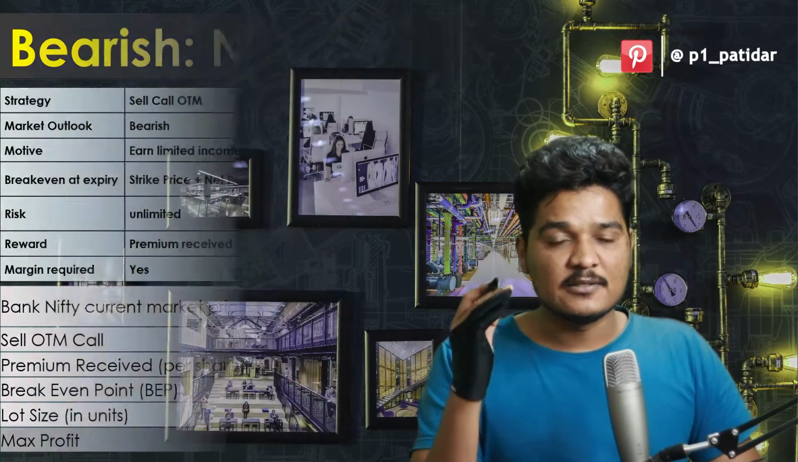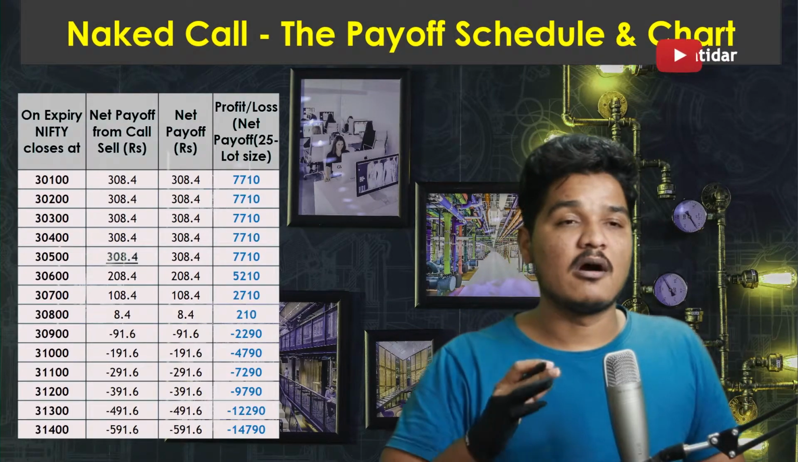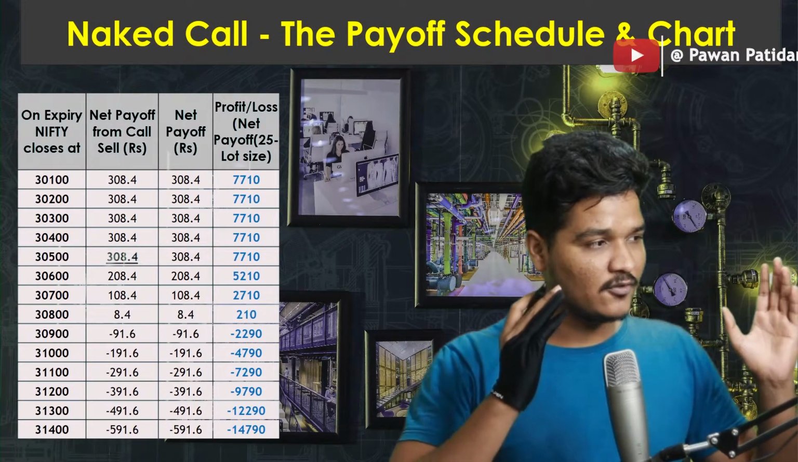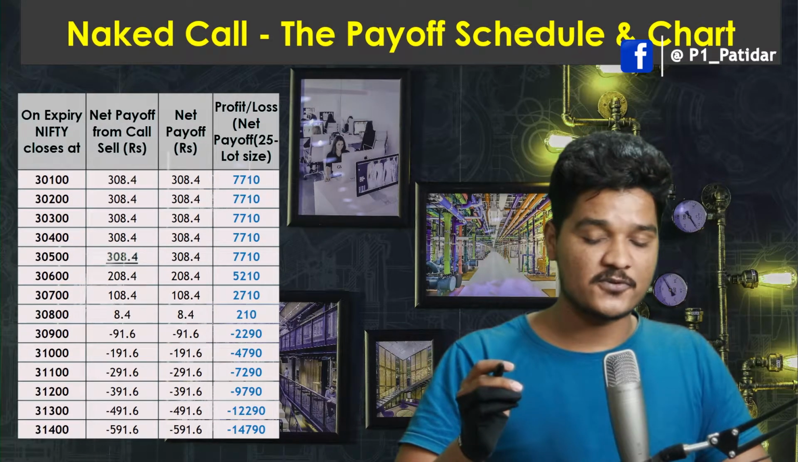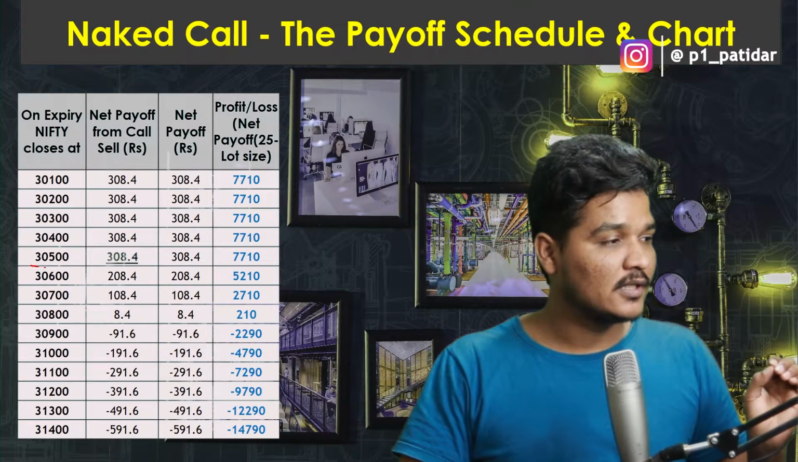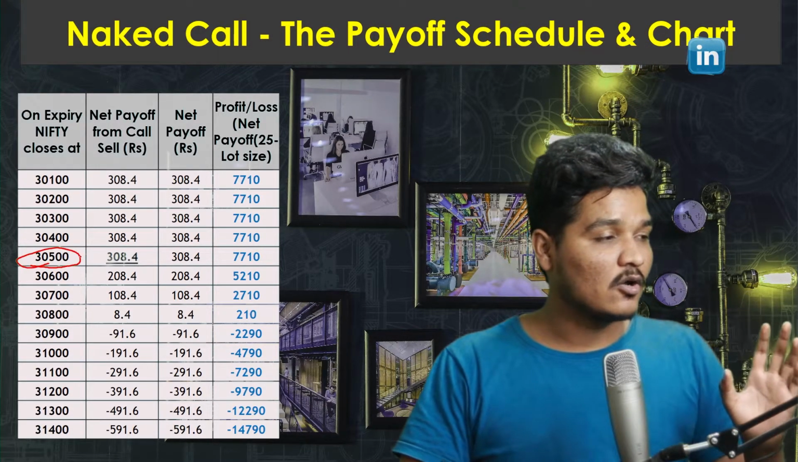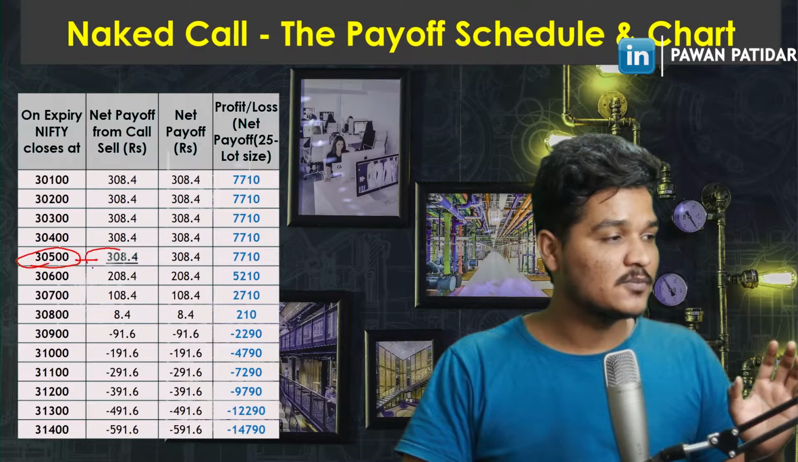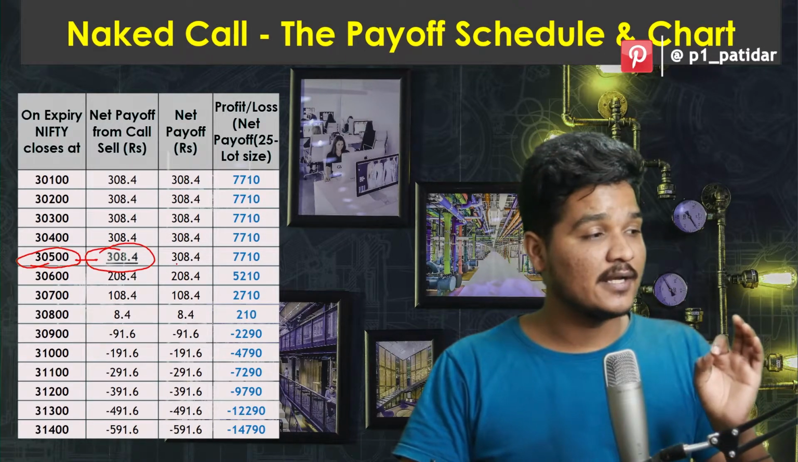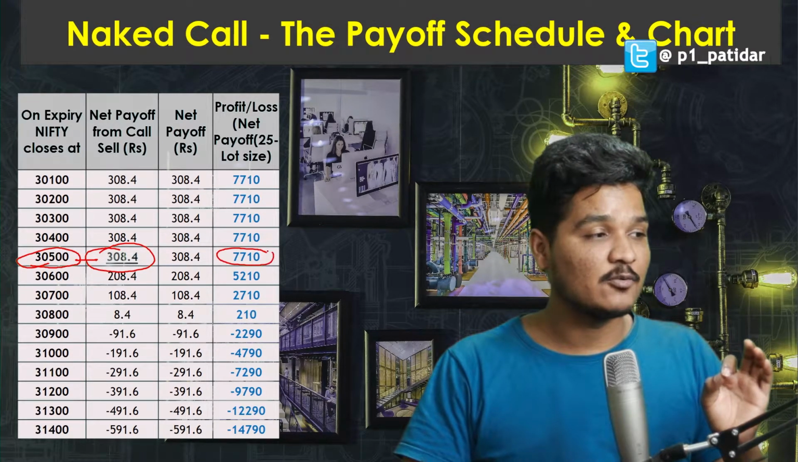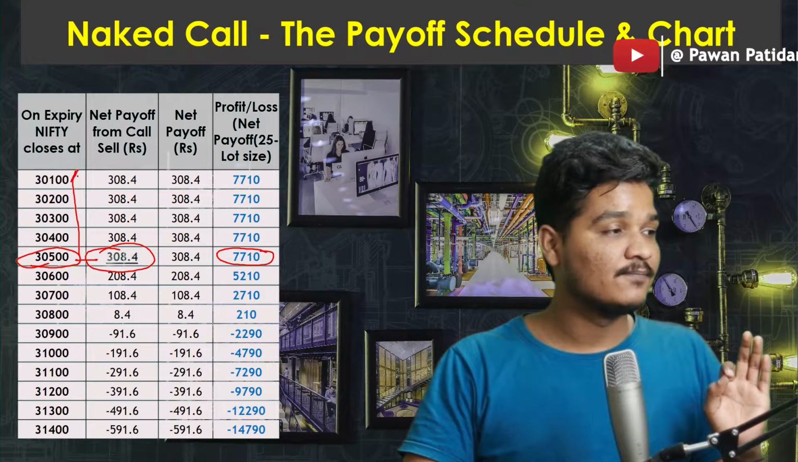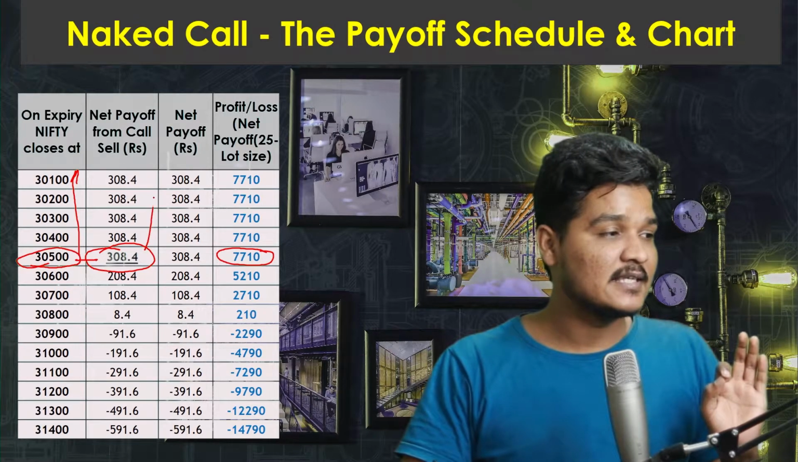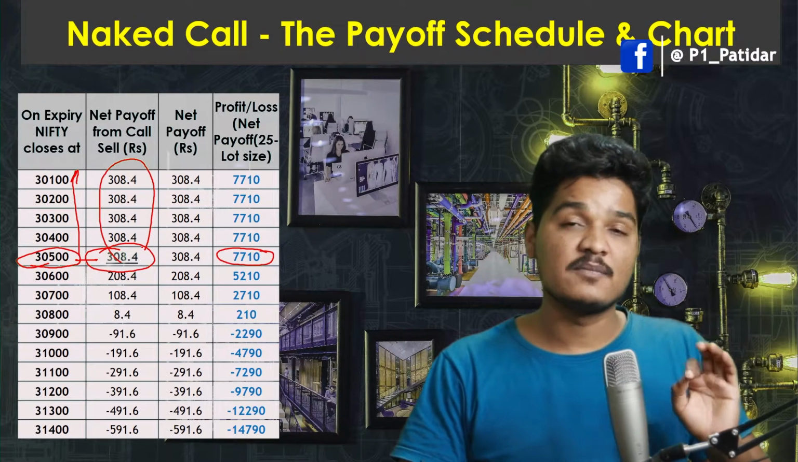Now let's see the payoff schedule, and we are also going to see it on our payoff graph as well. If you wanted to make this payoff graph, then it is very simple. You just have to know the basics of options. So here we have sold 30,500 call options. So we have received that much points into lot size, which is 7,710 rupees in our account. So if Nifty closes below this, then we are going to receive the same amount till the expiry. So that will be our profit.